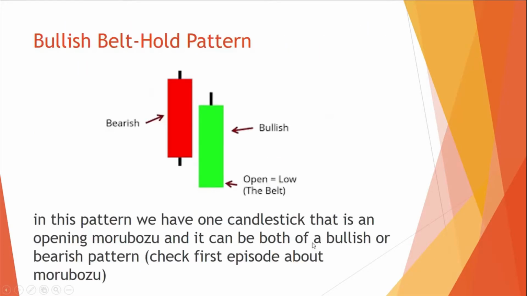Another one is a bullish belt hold pattern. In this pattern, we have one candlestick that is an opening marubozu, and it can be both a bullish or bearish pattern. If you want to check what a marubozu is, check the first episode about the marubozu. That will be part 1 of this video, so just go and check that. So just watch this video and then check that part for you to understand everything from start to finish.